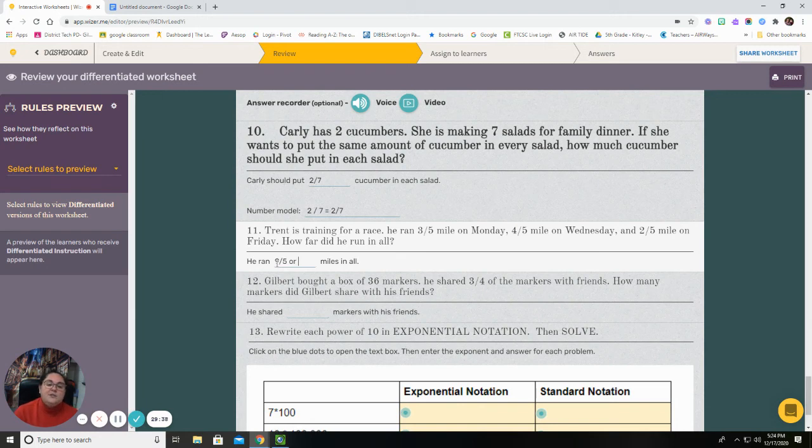But I want you to try to make it into a mixed number if you can. 9 divided by 5 is 1 with 4/5 left over. So this is how you would write it. 1 4/5.